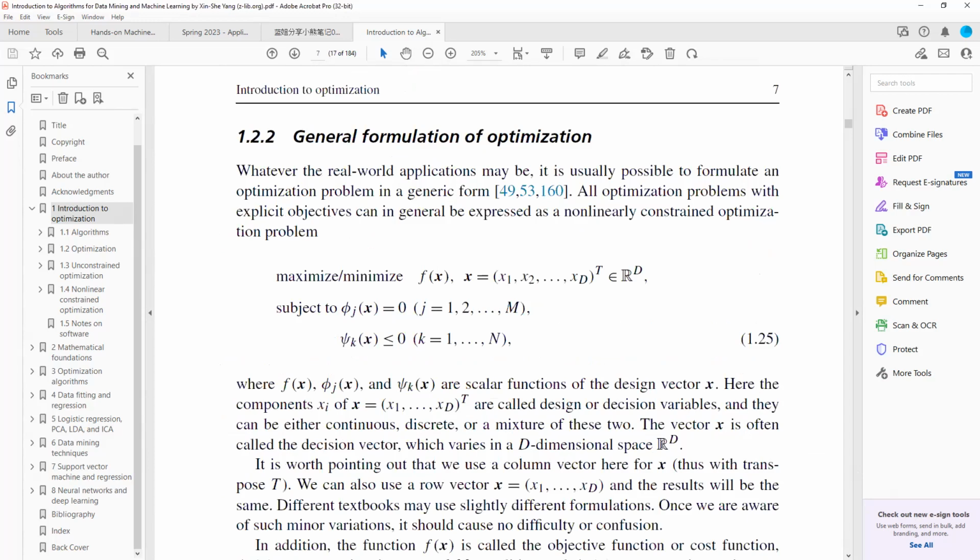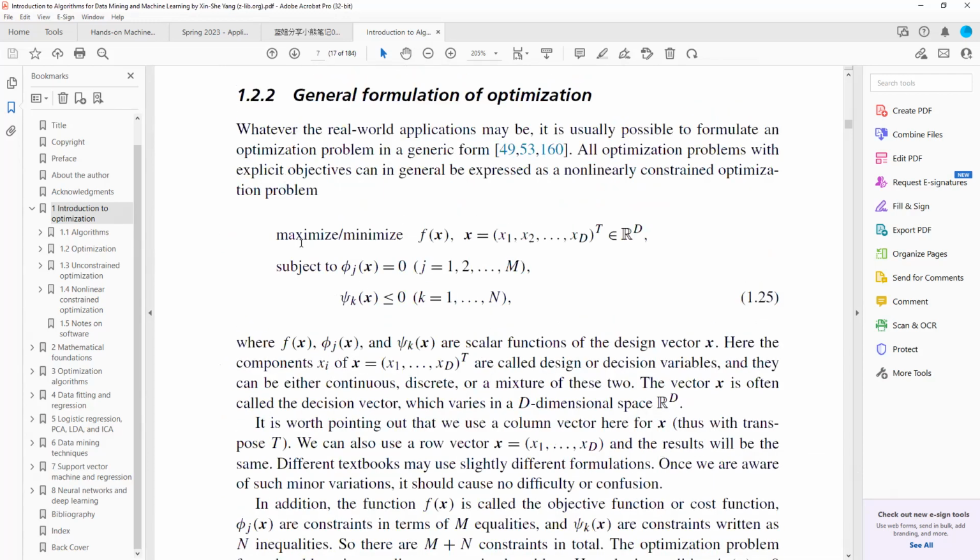The key point here is that this is a general formalization, right? Basically we have a maximize or minimize with an objective function. This is called the objective function, with certain constraints. Depending on whether this function is linear or nonlinear, there are multiple branches of optimization. One of the branches is called linear programming. Linear programming is basically saying everything here is going to be linear.